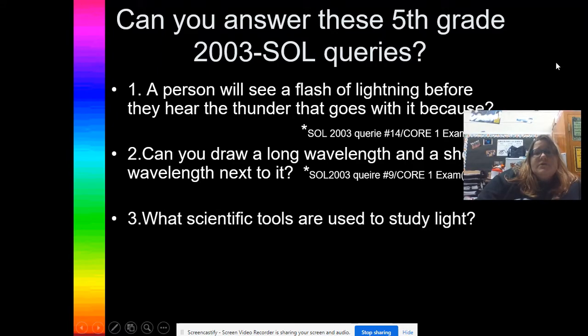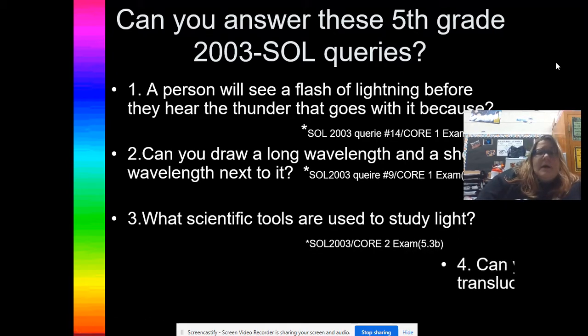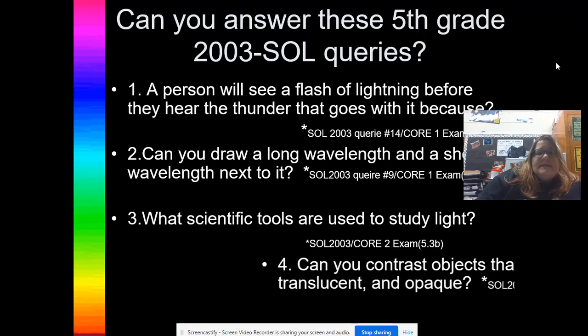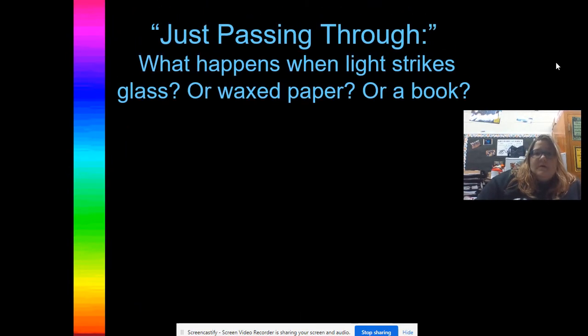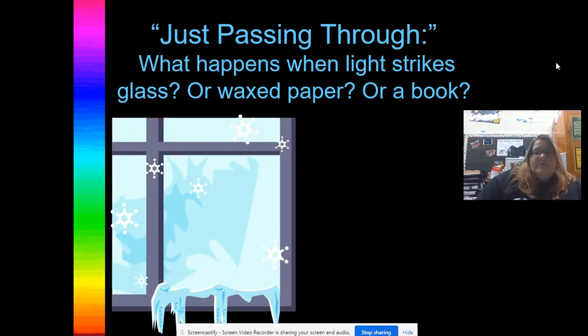What scientific tools are used to study light? How do we study what light is? And can you contrast objects that are transparent, translucent, and opaque? So we're going to be doing a little lab on this. What things are transparent? What are translucent? What are opaque? What can you see through? What scatters light? And what can you not see through? What happened when light strikes glass or wax paper or a book?